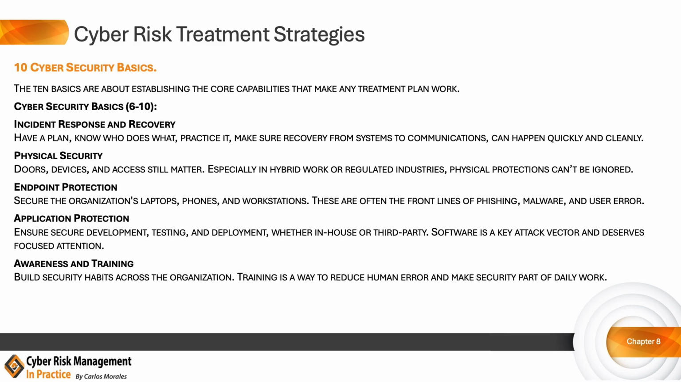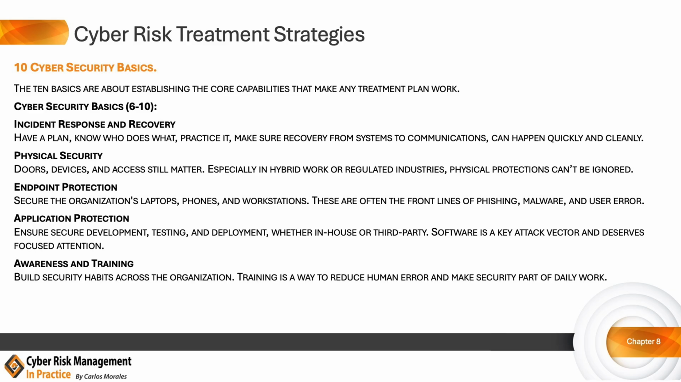7. Physical security. Even in highly digital environments, the physical world still matters. This includes server rooms, data centers, office spaces, and even home environments for remote teams. Think locked doors, badge access, surveillance, secure disposal, and visitor protocols. And for some industries like healthcare, energy, or manufacturing, physical security is deeply intertwined with cyber risk. It doesn't need to be complex, but it does need to be considered.